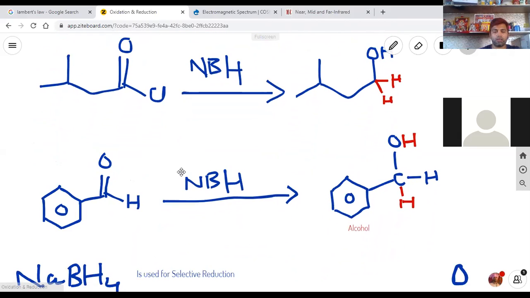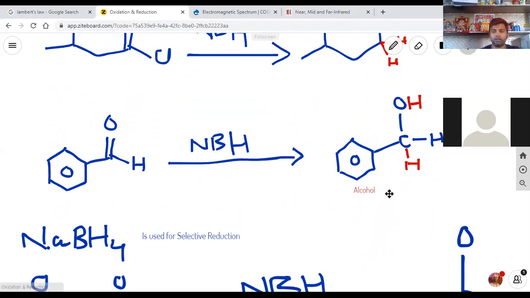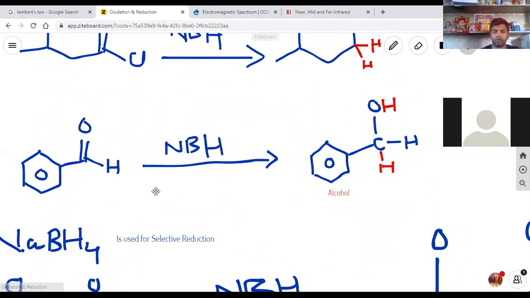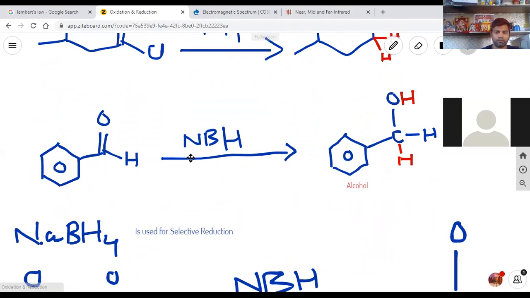Similarly, here we have an aldehyde again. It gets converted to alcohol. If you want to write these reactions, you can write them.